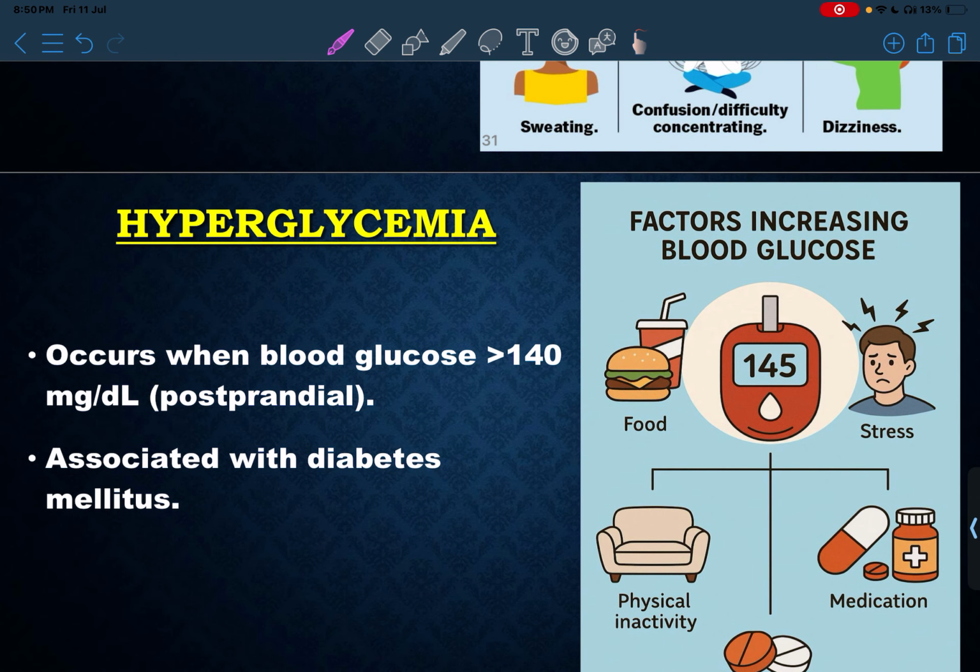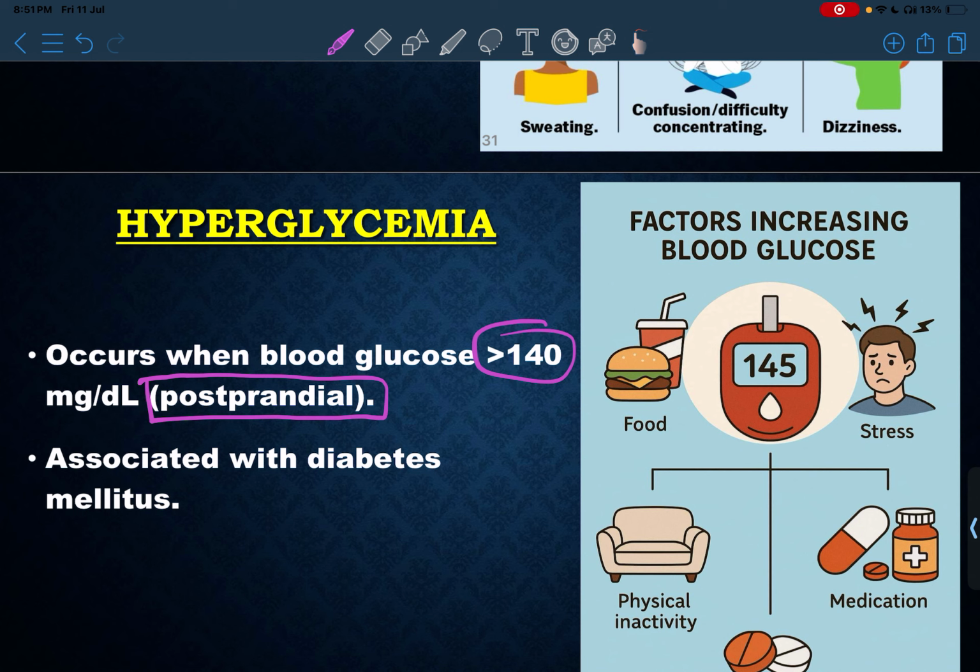Next is hyperglycemia. You can tell a patient is hyperglycemic when you check the patient's blood glucose level and it comes out more than 140. More than 140 postprandial, which is postprandial blood glucose. I have already discussed what is postprandial blood glucose.